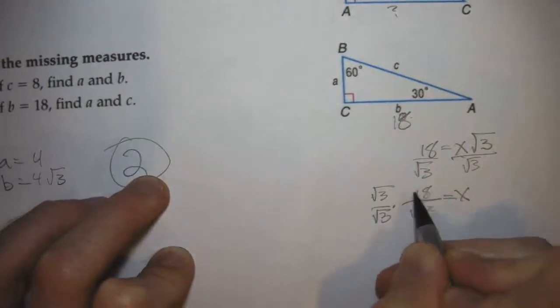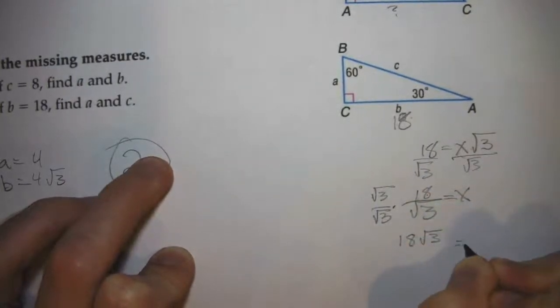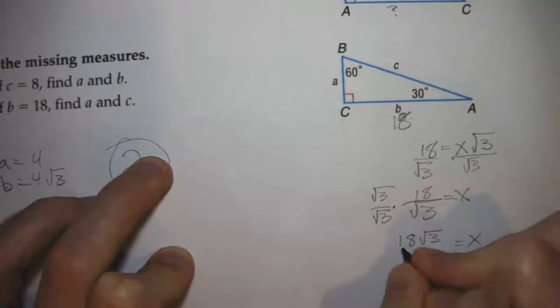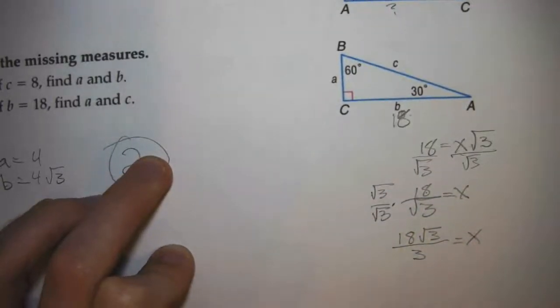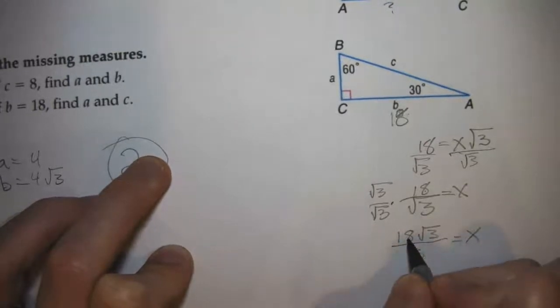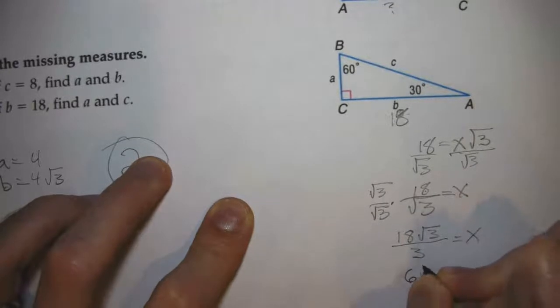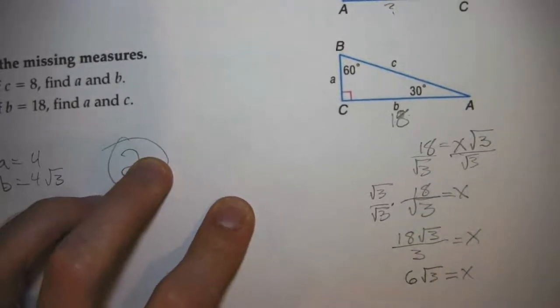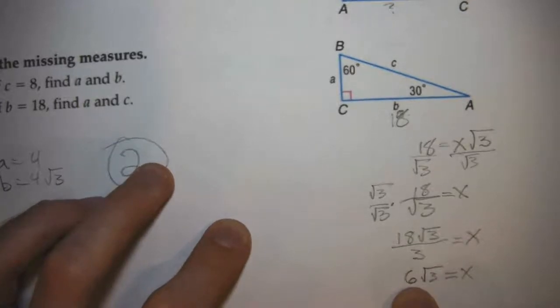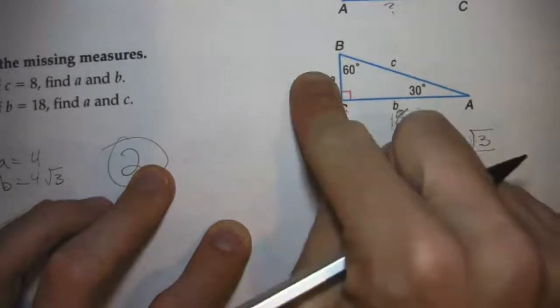So the first thing I'll do is 18 times radical 3. So that's just 18 radical 3. And then radical 3 times radical 3, of course, is 3. And then to finish this off, we need to simplify. Well, 18 divided by 3 is 6. And then, of course, radical 3 would just hang on. So x in this case, our unknown, is 6 radical 3. And that would be our A position. Remember, we were going back to that short side.